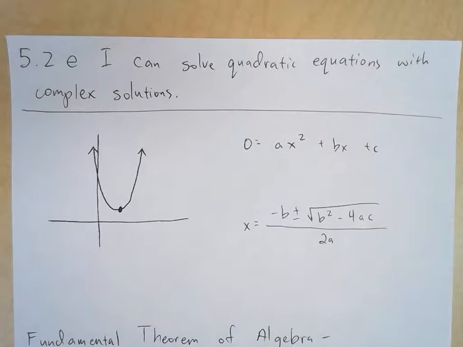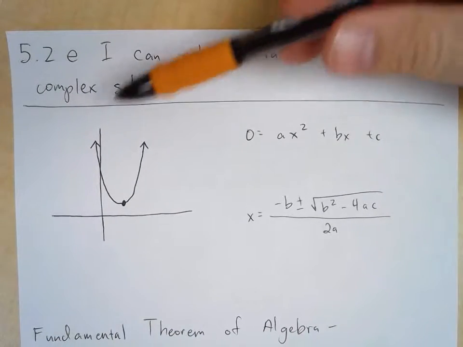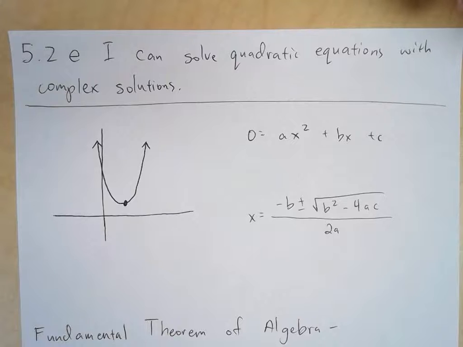Hey there guys, today we're talking about 5.2e. I can solve quadratic equations with complex solutions. So just as a review, we've got a graph of a quadratic over here. We know that solutions have another name, they're called roots, and that's where they cross the x-axis. And unfortunately, so far we've said, no, this quadratic doesn't have any solutions. It crosses the x-axis at precisely 0 points.